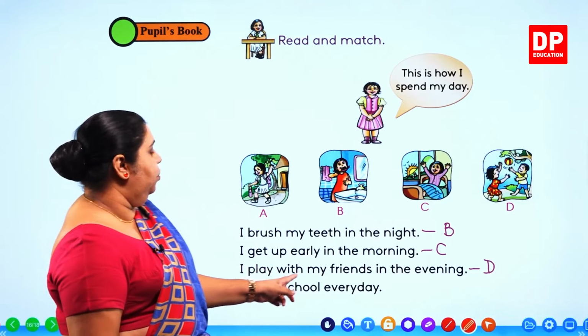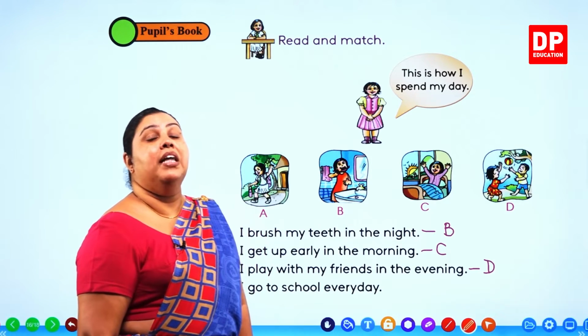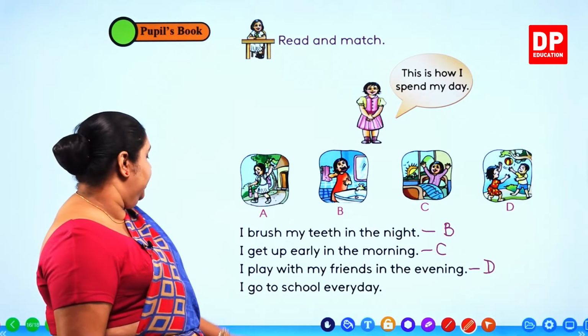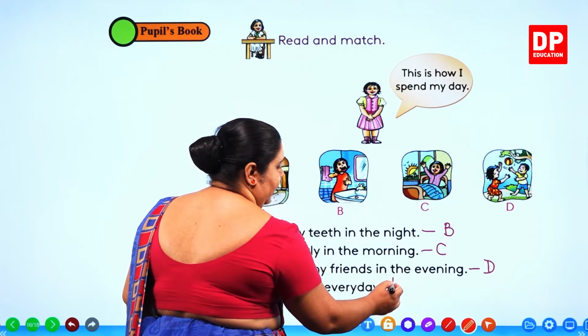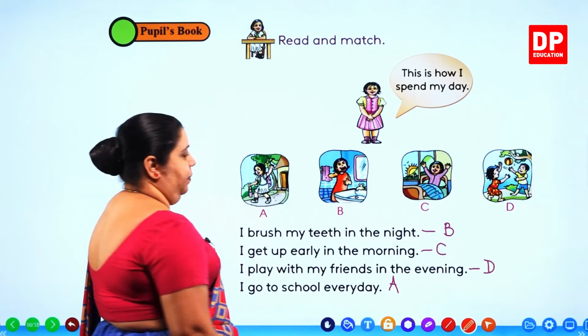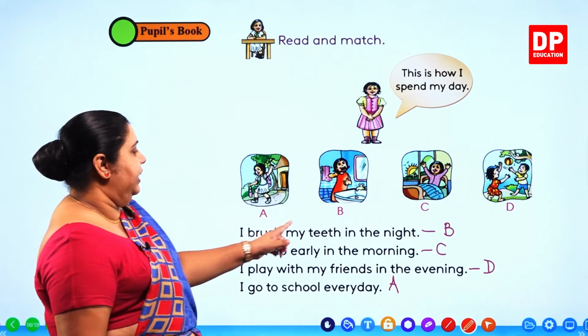I go to school every day. What is the picture? Picture A. I go to school every day. Picture A. Okay. Right?